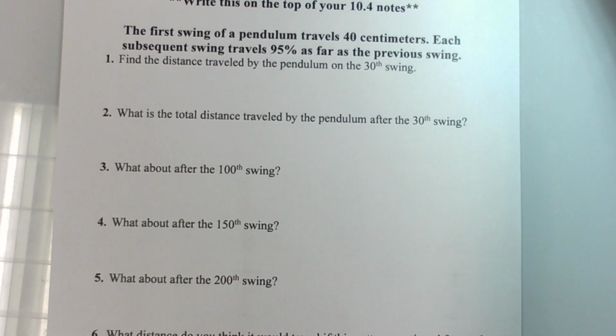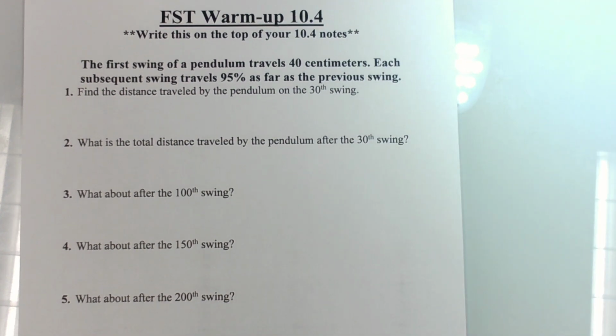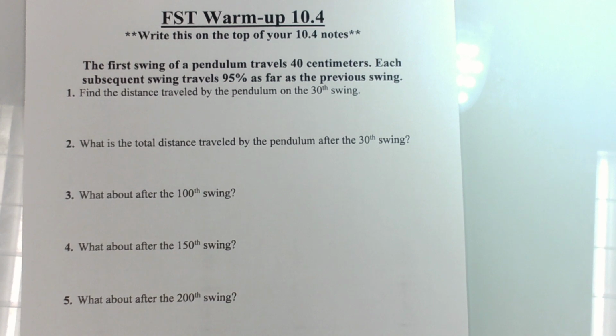So, warm up today. Talks about a pendulum swinging. It says the first swing of a pendulum travels 40 centimeters. Each subsequent swing travels 95% as far as the previous swing. And then there are various questions that follow that.